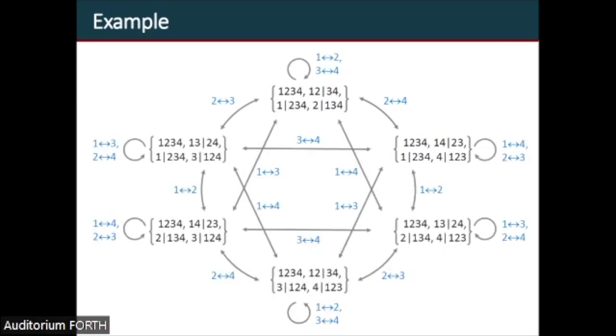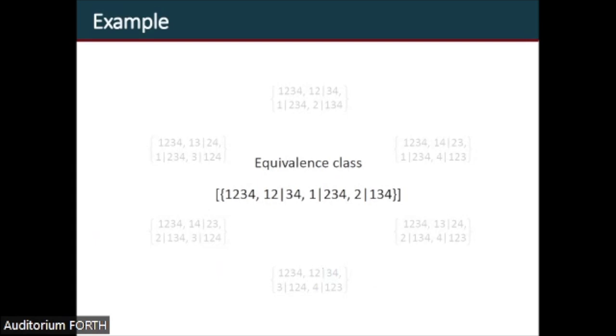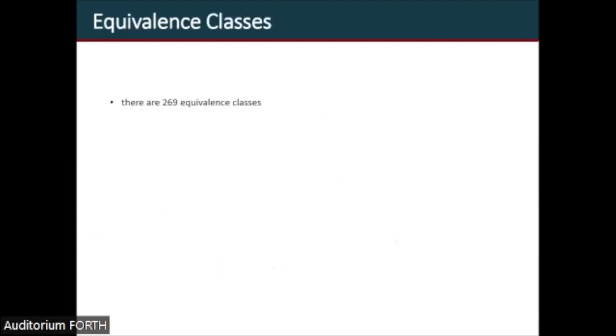Like this, we can basically transform all of these 6 combinations into each other, just by using different sequence reorderings. And therefore, we call such a collection of combinations an equivalence class and denote it by one of its elements in square brackets. Okay, so there are 269 such equivalence classes if we consider combinations of 4 site patterns.